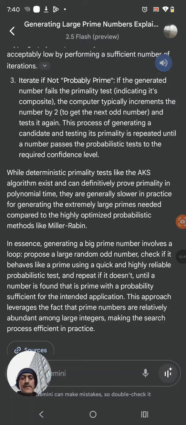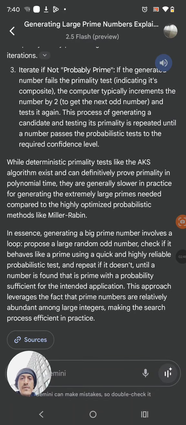time, so let's take a look at this deterministic test, AKS, and the probabilistic method, Miller-Rabin.